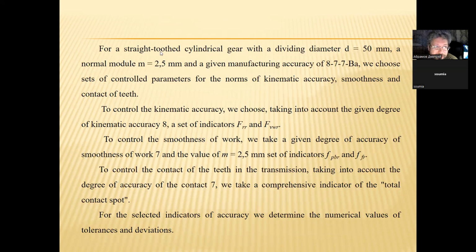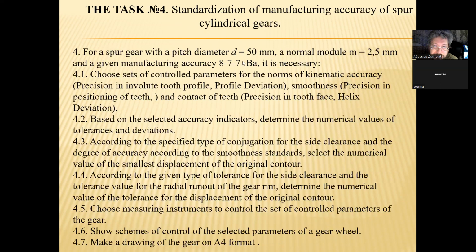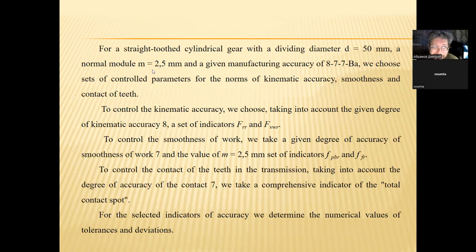For a spur cylindrical gear with a dividing diameter D equal to 50 millimeters, pitch diameter D equal to 50 millimeters, normal module M equal to 2.5 millimeters, and given manufacturing accuracy of 8-7-7 BA, we choose a set of controlled parameters for the norms of kinematic accuracy, smoothness, and contact of teeth.